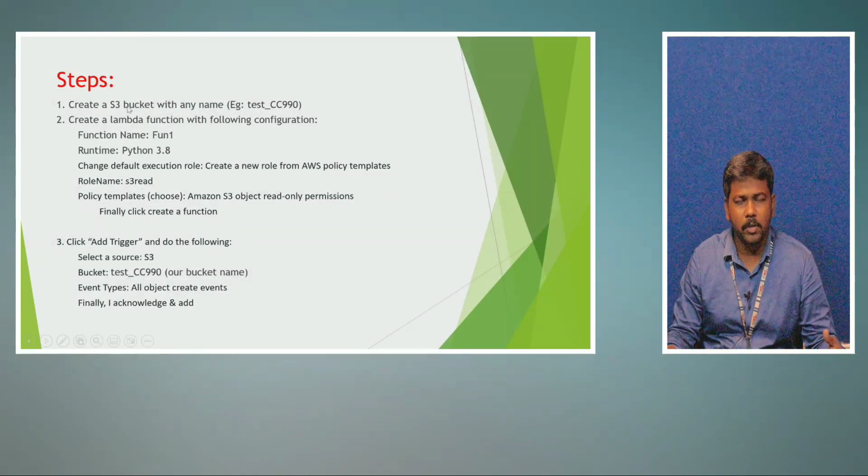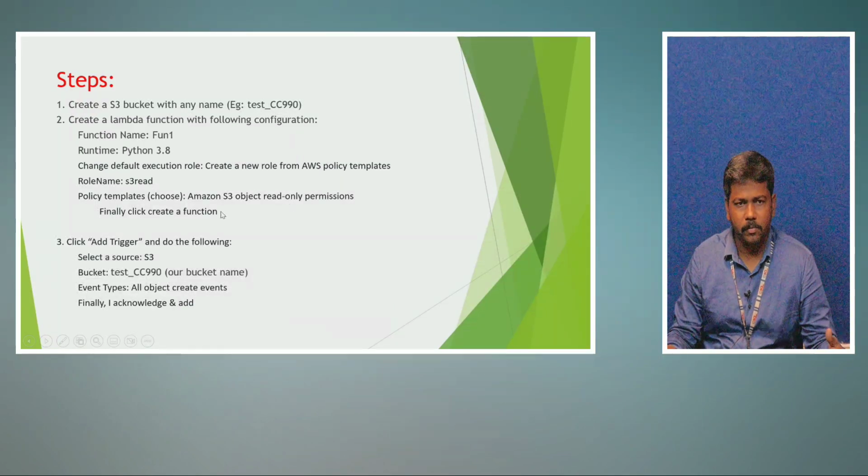First thing, I need to create one S3 bucket, and in the second point, I need to create a lambda function with the following configuration. I have to keep the function name, runtime environment as Python, and I need to create a new role that is for a service to service communication. Here the role name I have to specify as S3 read. Under the policy template I have to choose S3 object read only permission.